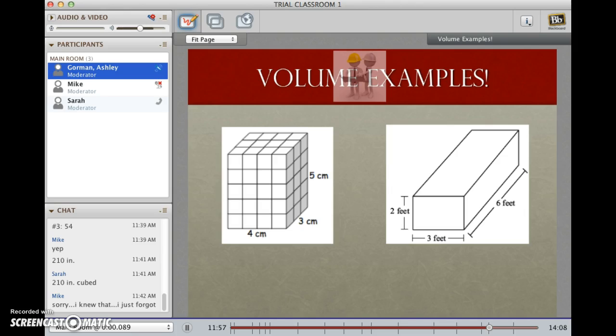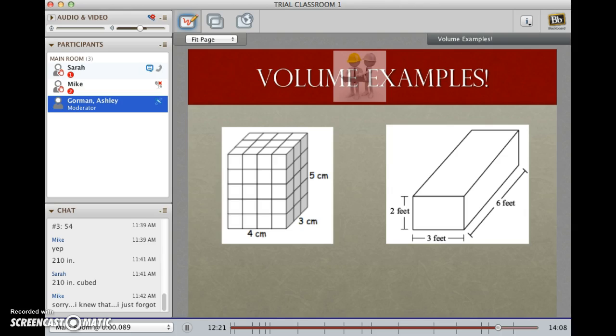All right, I have 2 problems that I'd like you to find the volume of. Go ahead and figure out your answers, and then just put a hands up when you're ready to go. Oh, no worries about that, Mike. Sometimes we just forget. Oh, Sarah was quick on this answer for this one.